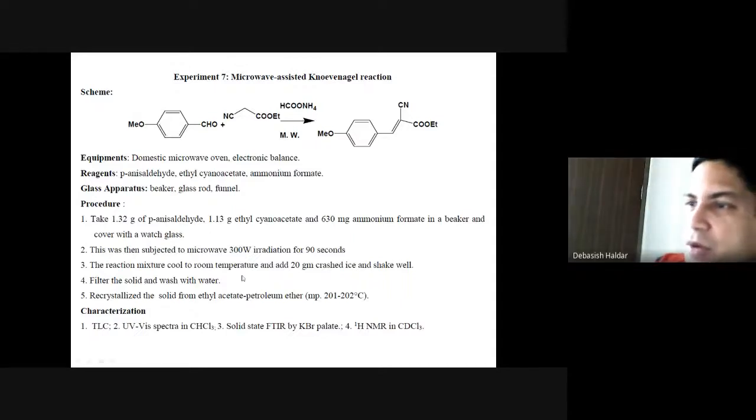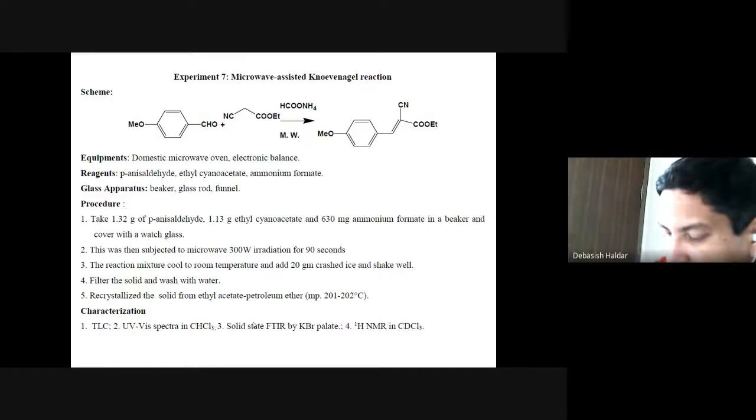And then we'll adjust the microwave power at 300 watt irradiation, and we'll go for 90 seconds. Though for the completion of the reaction we put here 90 seconds, you can fix it at 1 minute, that means 60 seconds, as well. And so just start the microwave. After the microwave stops, there will be a beep sound, and then open the microwave door.